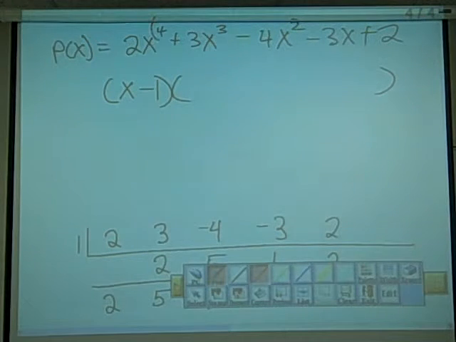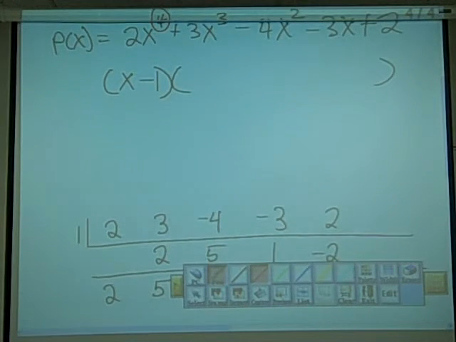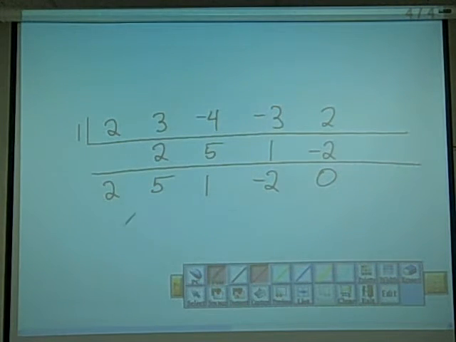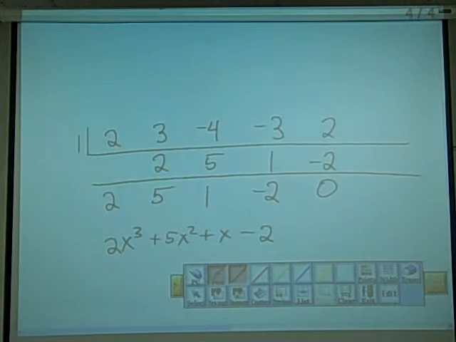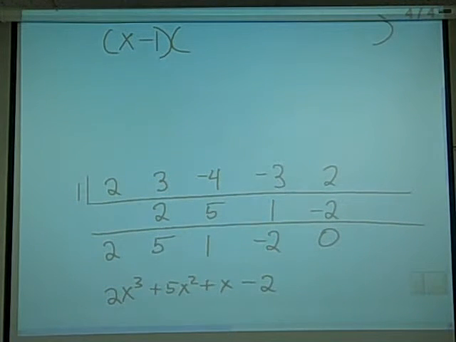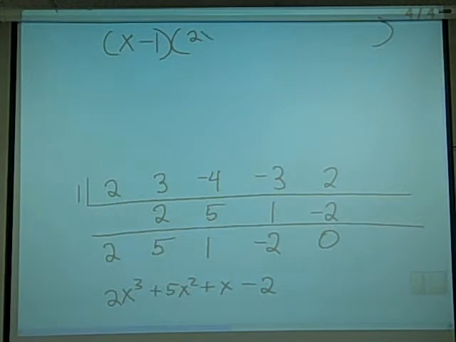Okay, so we started with a leading exponent of x to the 4th. So that means we're going to have 2x cubed as a quotient plus 5x squared plus 1x minus 2. And so that's our other factor for our polynomial, 2x cubed plus 5x squared plus x minus 2. And factor by grouping is not going to help us, because if we split it, we're not going to get x minus 2 out of this first half. So factor by grouping is not going to work.